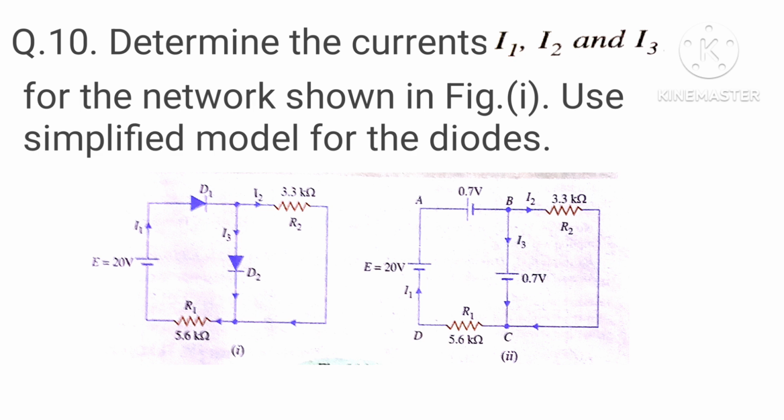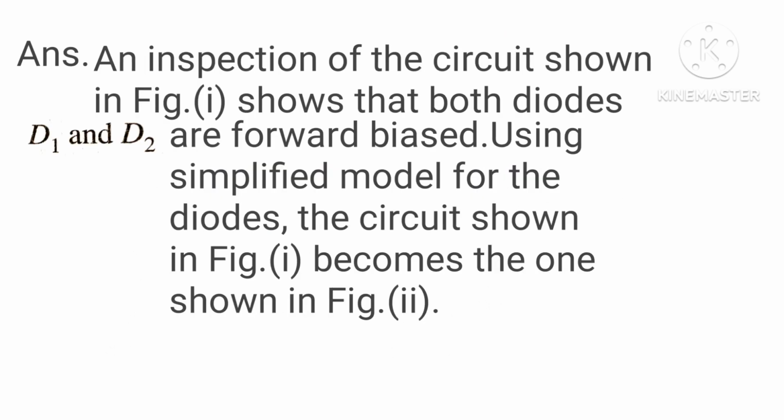Next, question number 10. Determine the currents I1, I2 and I3 for the network shown in figure 1. Use simplified model for the diodes. An inspection of the circuit shown in figure 1 shows that both the diodes D1 and D2 are forward biased. Using simplified model for the diodes, the circuit shown in figure 1 becomes the one shown in figure 2.